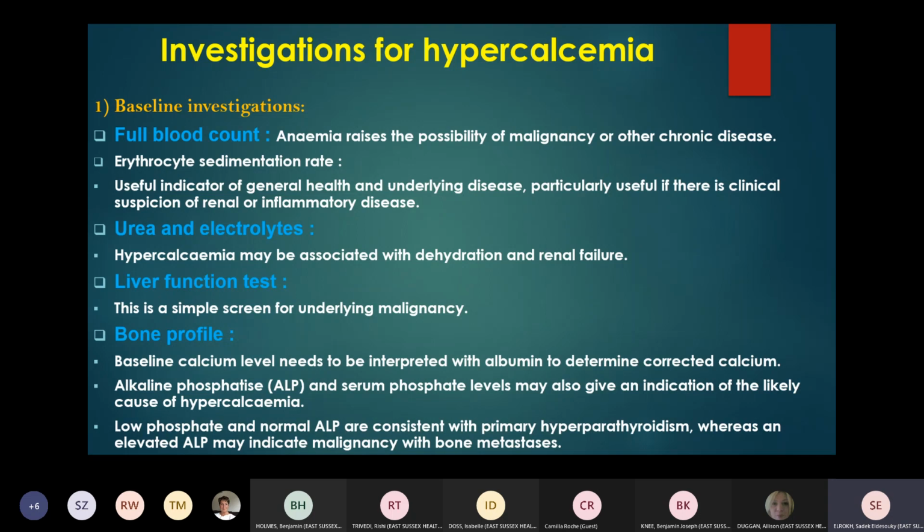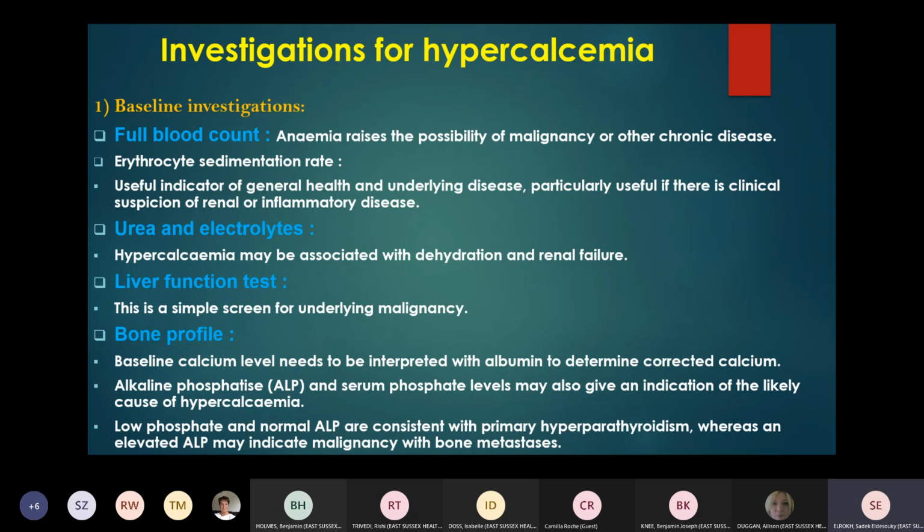Bone profile including baseline calcium level and corrected calcium, alkaline phosphatase. High alkaline phosphatase could be an indicator of underlying malignancy. Low phosphate and a normal ALP, for example, could be consistent with primary hyperparathyroidism, while elevated ALP could be an indicator of malignancy. So every single blood test could be an indicator of the underlying disease or condition causing hypercalcemia. So these are the basic blood investigations.